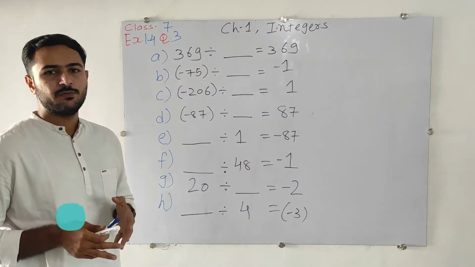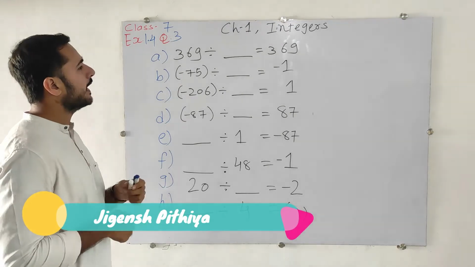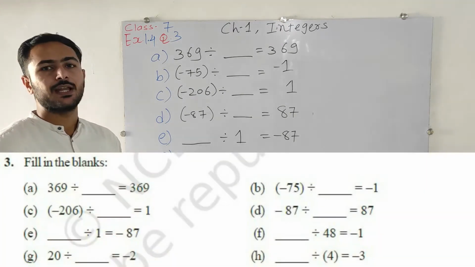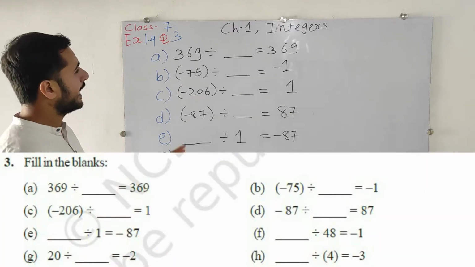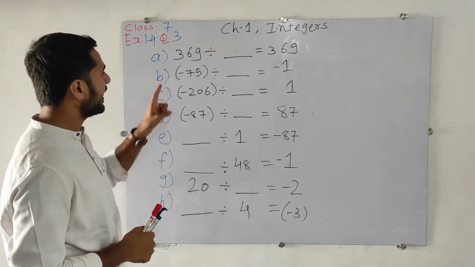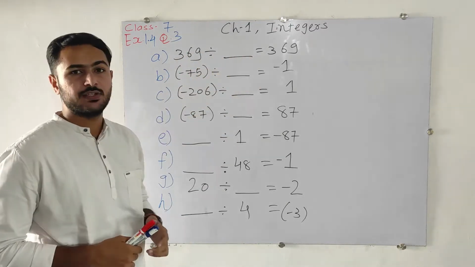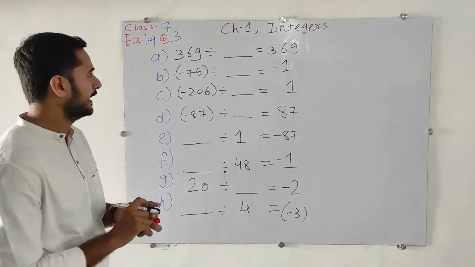Now question number 3, that's the fill in the blanks. Okay, let's start with A. 369 divided by blank is equal to 369. So we have to put something here so we can get the answer 369. What should I divide 369 by to get 369? That is 1.